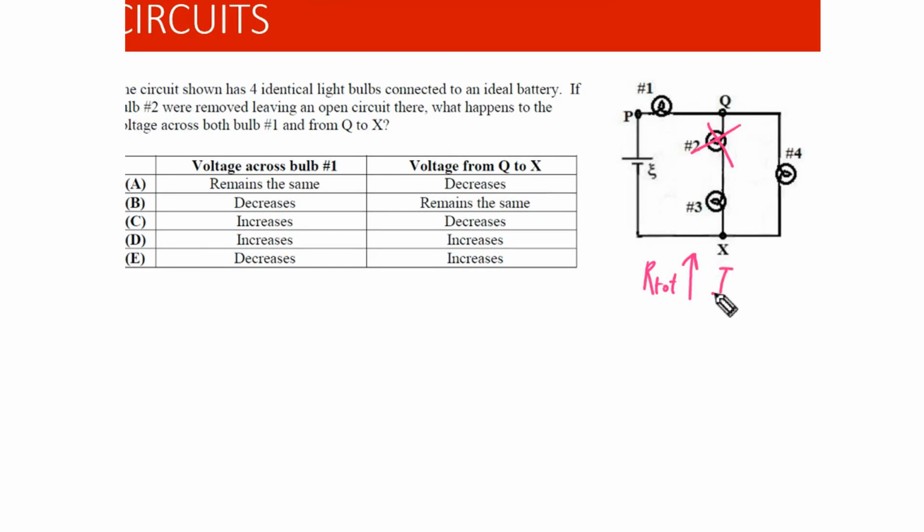Okay, let me just check. R total increases, I will go down. So it means the resistance, a power of this one here. So you can say power is like this, I squared R. For example, if I goes down, this has to go down. So its brightness has to decrease. So D is also not the answer. I goes down, P goes down.